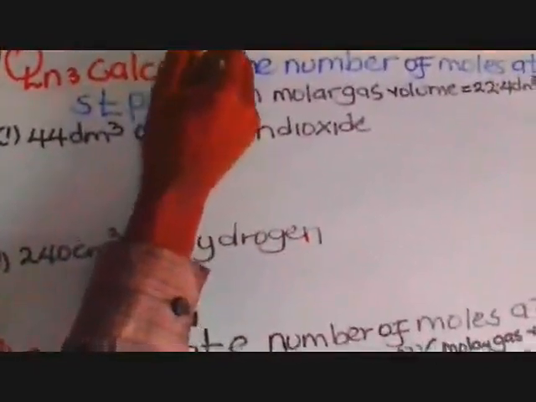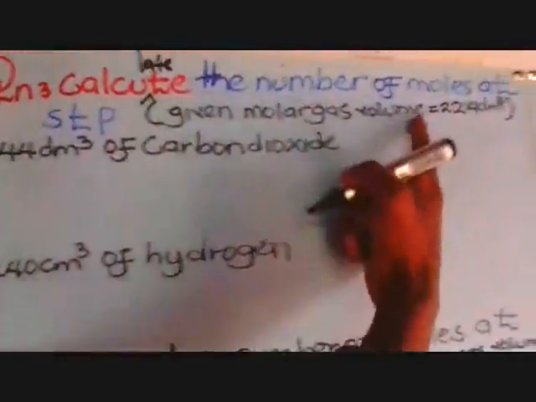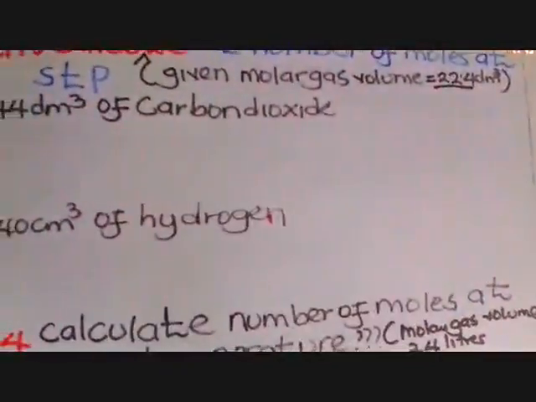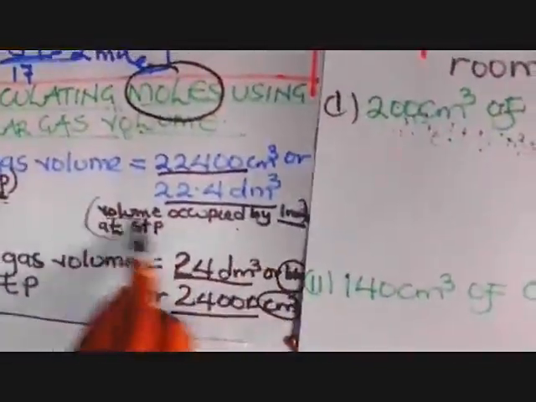Let us try to see one example here. The question is saying calculate the number of moles at STP of the following, but they are giving the molar gas volume like that. So here what we are going to do now, remember this one is the volume occupied by 1 mole. As we have said here, volume occupied by 1 mole.